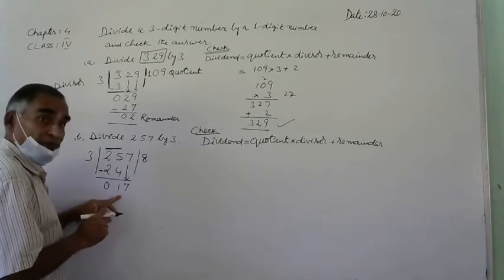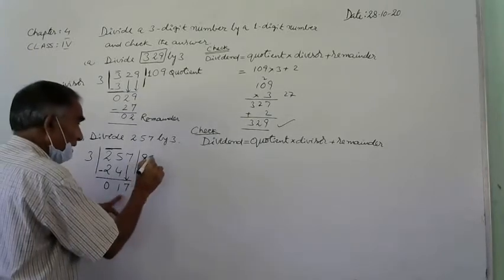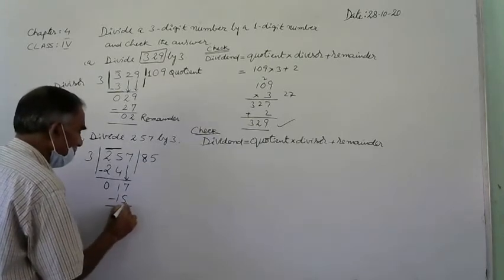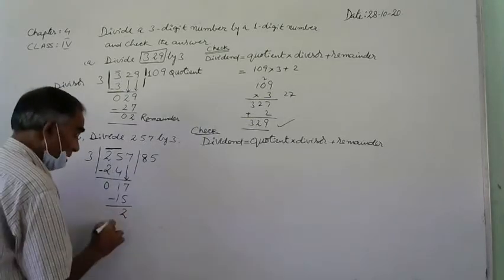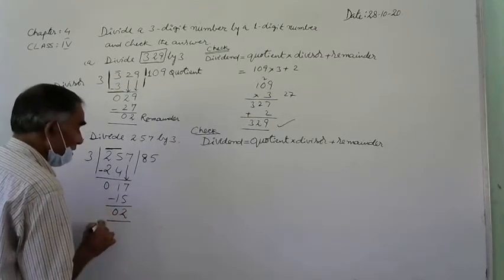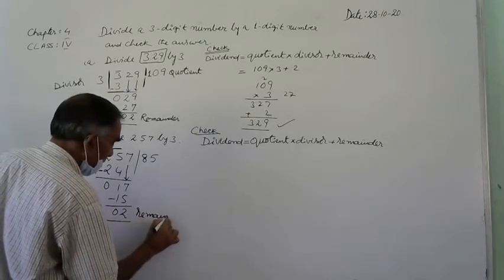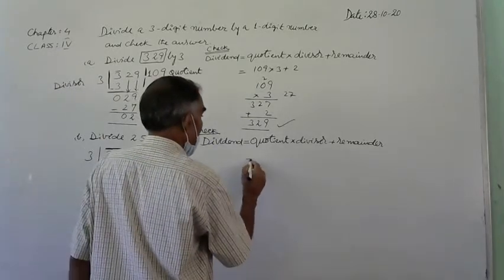3 table is said. 3 5s are 15. 3 6s are 18. 18 बड़ा हो रहा है इसलिए 5 लेना. 3 5s are 15, minus 17 minus 15, 2. Is there any number? No number. Then it is 17 minus 15, 2. It is remainder. Okay? It is remainder.